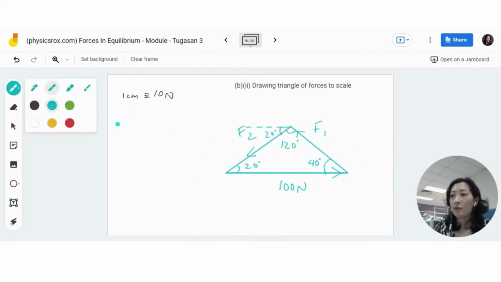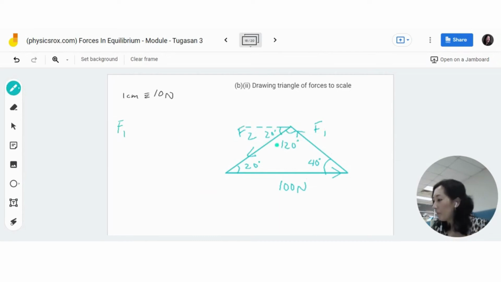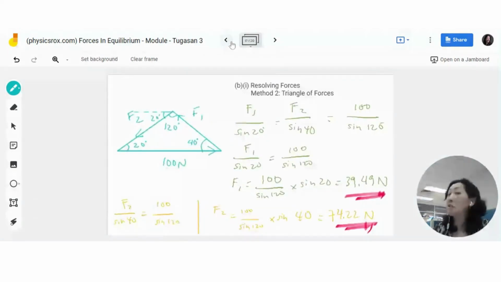If you did this correctly, you will find that F1 will be about 4 centimeters. That will give you 40 Newton. And F2 will be about 7.4 centimeters, which will be 74 Newton. If you look, close enough.